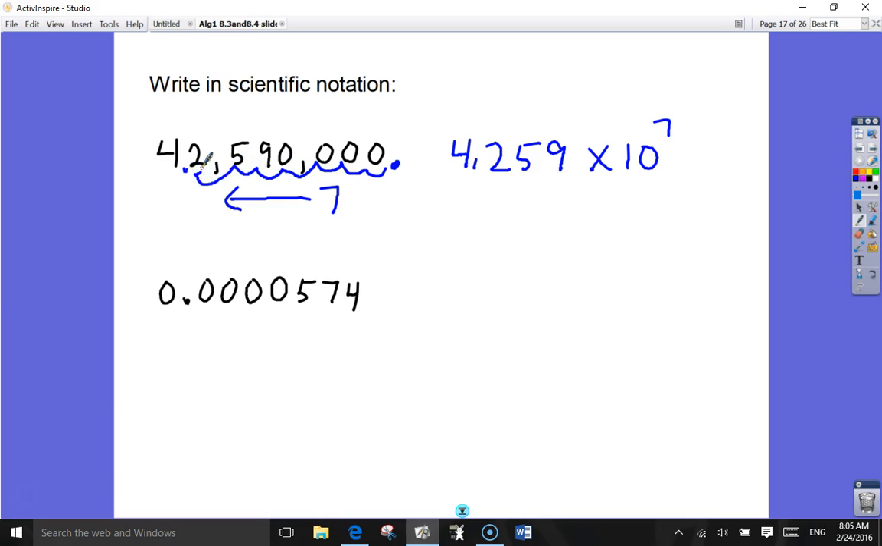How many decimal places are you going to move that? So 1, 2, 3, 4, 5, right? So that'll be 5.74 times 10 to the... 1, 2, 3, 4, 5, right? That's that way 5 places. Negative 5.